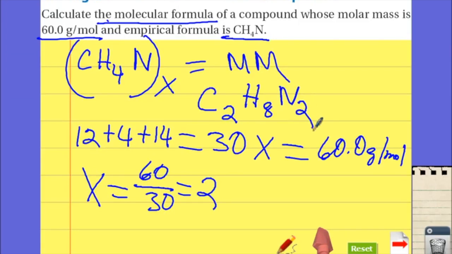Okay, the empirical formula mass times a number will give you the molar mass of the molecular formula. Find that number, then go back and multiply each subscript in that empirical formula by that number. It will give you the molecular formula.